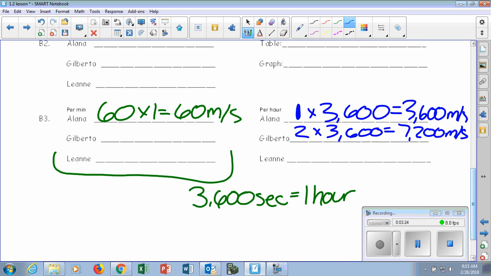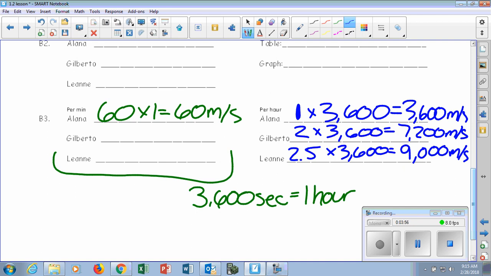And then lastly, if we go on to Leanne. Leanne, what was her walking rate again? Let's do a little refresher from yesterday since we went over it yesterday. 2.5. Okay. Now times 3,600. Times 3,600 equals 9,000 exactly. Perfect. So that would be her meters per hour. Blake, did you have a question?